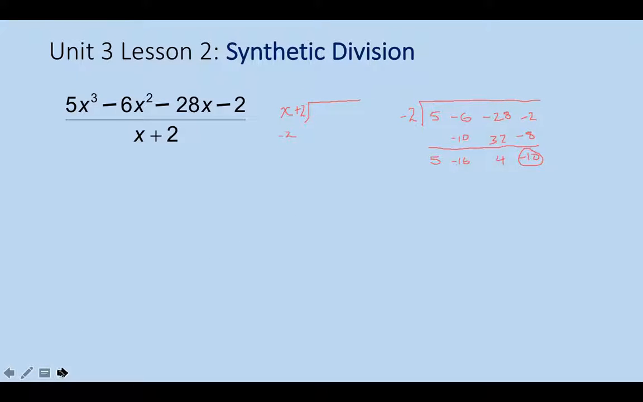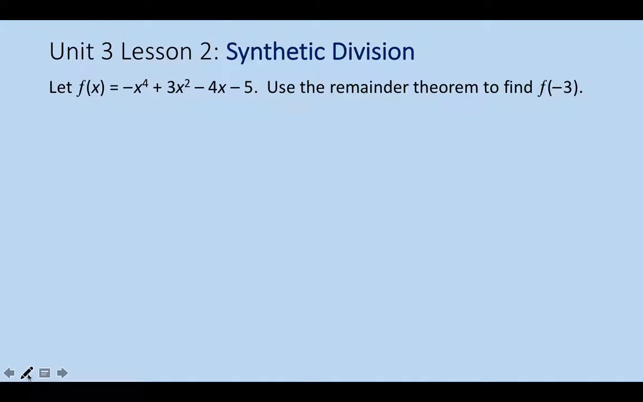All right, let's branch out and do maybe something closer to our learning targets now that we've got the basics down. It says, let f of x equal this polynomial. Use the remainder theorem to find f of negative 3. Well, that means, again, this has already been turned into it. So x plus 3 would be the factor. And so negative 3 is kind of what I'm working with.